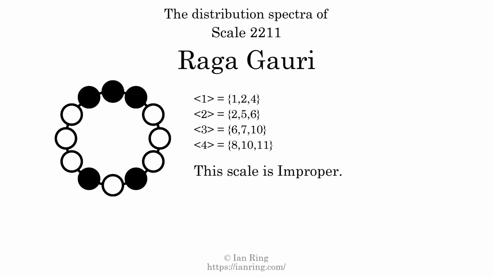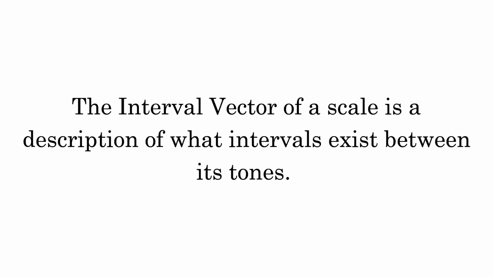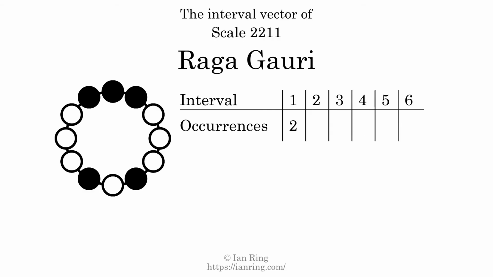Since the generic interval ranges overlap, this scale is an improper scale. The interval vector of a scale is a description of what intervals exist between its tones. There are two intervals with the size of one semitone. They are here and here.